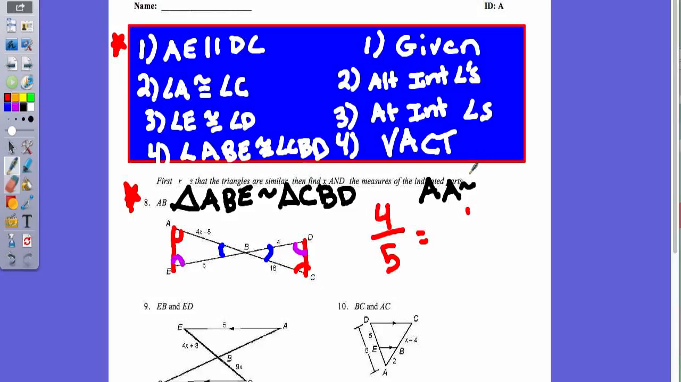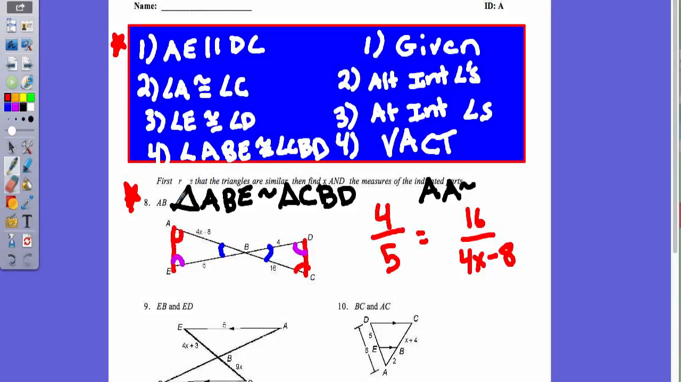Okay, corresponds to 16. Minus 8. Were you guys able to do that math? Yeah. Okay, you're able to cross multiply and solve for x. And then they wanted you to find AB, so you plug that back in.